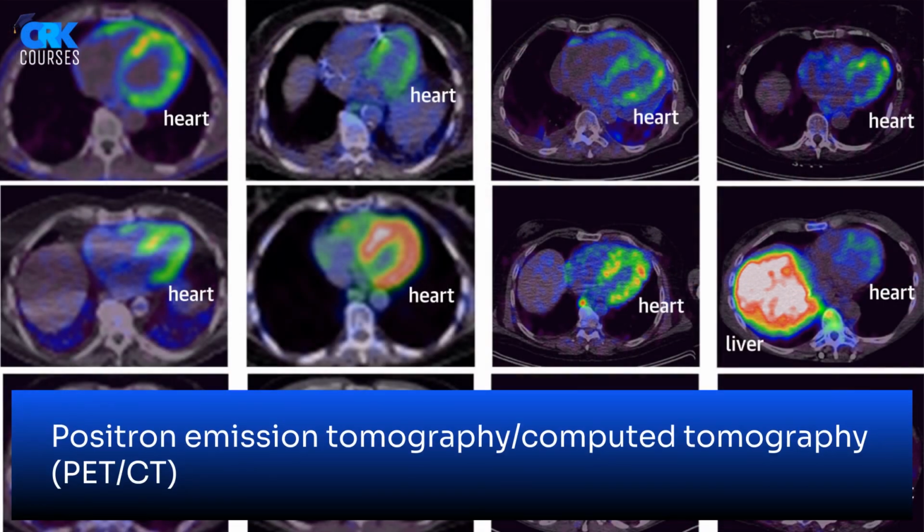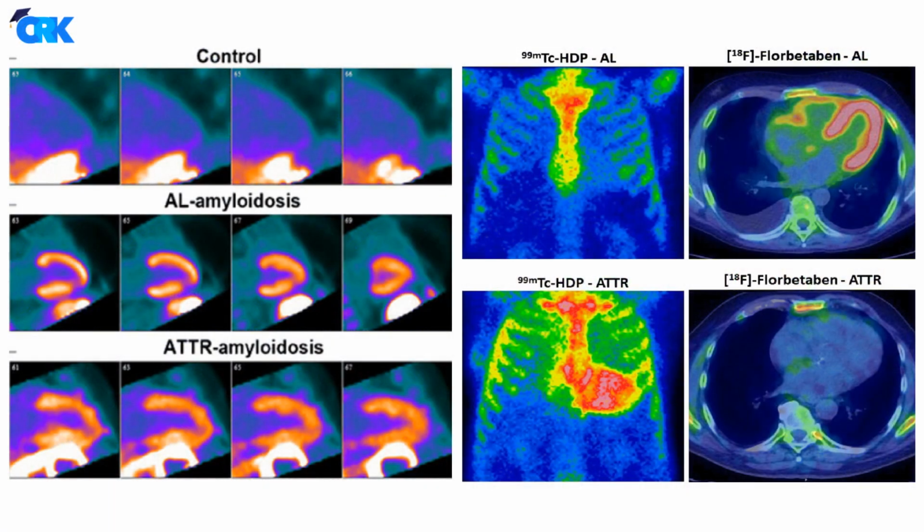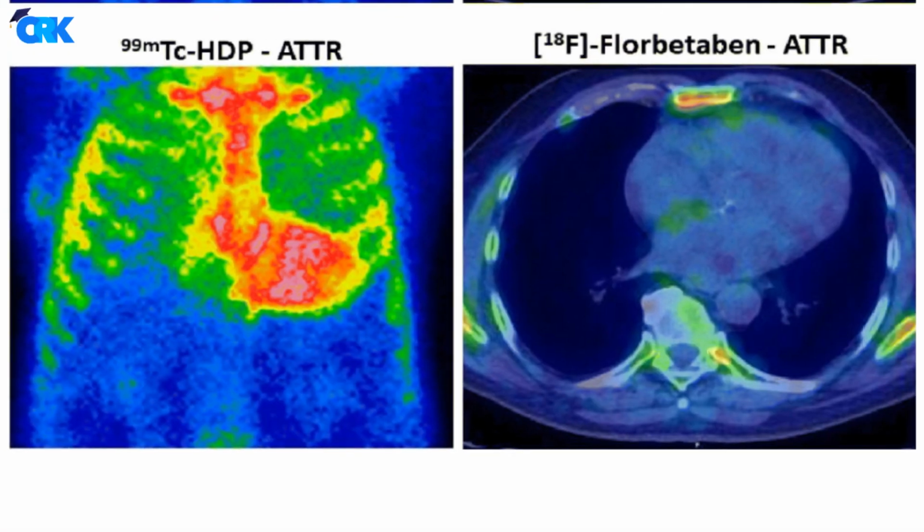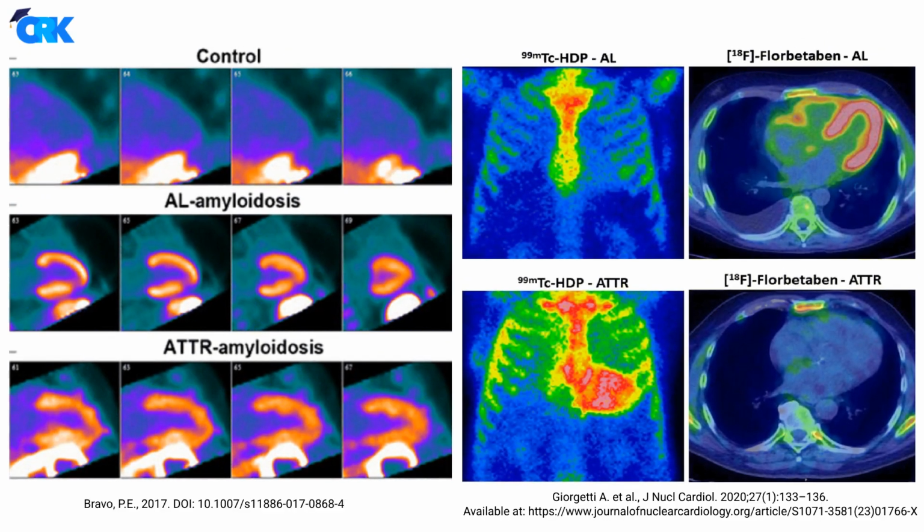Positron emission tomography, computed tomography, or PET-CT, is another advanced modality used in selected settings. PET imaging employs tracers that bind directly to amyloid fibrils, such as 18F-florbetaben, 18F-florbetapir, or 11C-Pittsburgh compound B. These tracers offer quantitative analysis and whole-body imaging potential. However, PET is less widely available and, importantly, its ability to distinguish between ATTR and AL amyloidosis is still under investigation.